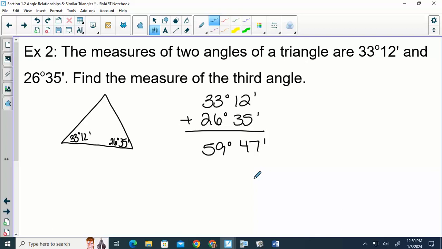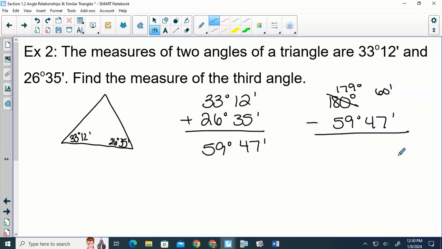And then we know they're supposed to add up to what? 180. So we have to do 180 degrees minus what we just got. Well, we can just go ahead and take one out. Convert 1 degree into how many minutes? 60. So 60 minus 47. 179 minus 59. 120 degrees, 13 minutes.